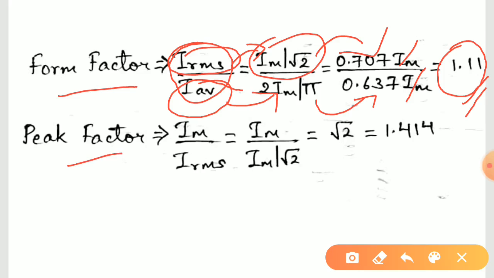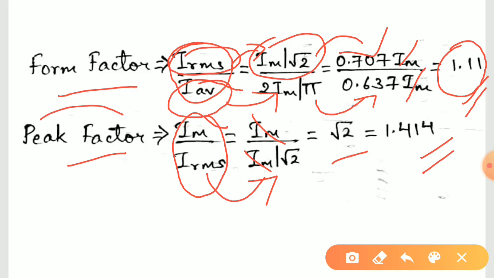When we talk about peak factor, which is the ratio of maximum value of current upon RMS value of current, for a sinusoidal current, Irms can be replaced by Im by root 2. Im gets cancelled in the numerator and denominator and we get the value of root 2 as 1.414. That is, for a sinusoidal current, peak factor is equal to 1.414.